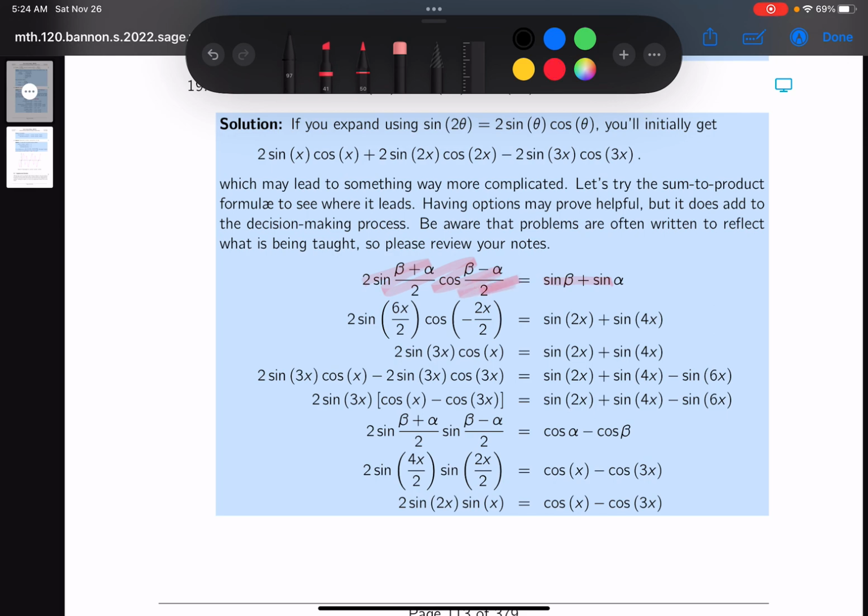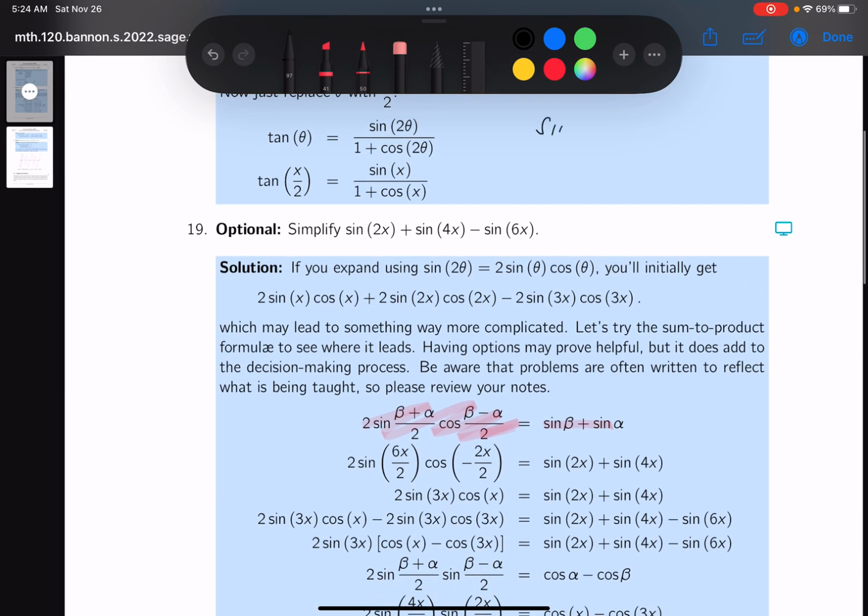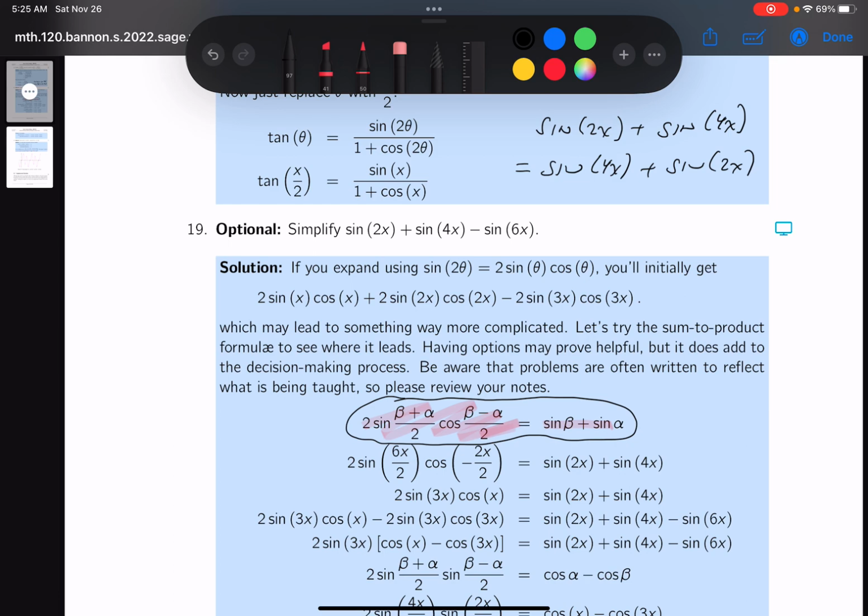And what do you get over here? Let's write this down. So I'm looking at the sine of 2x plus the sine of 4x. This can also be commuted around to be sine of 4x plus the sine of 2x. And again, we're looking at this over here. So if I were doing that, the beta would be 4x, and this would be the alpha. Well, let's write that down now and see if we can do that.